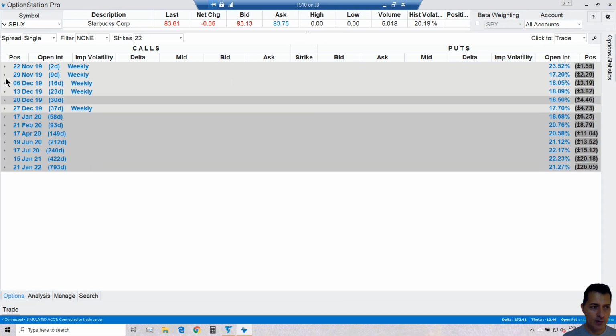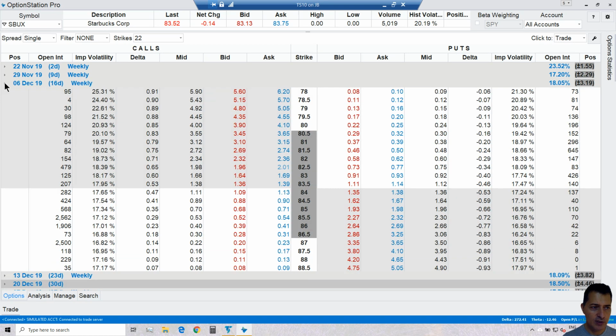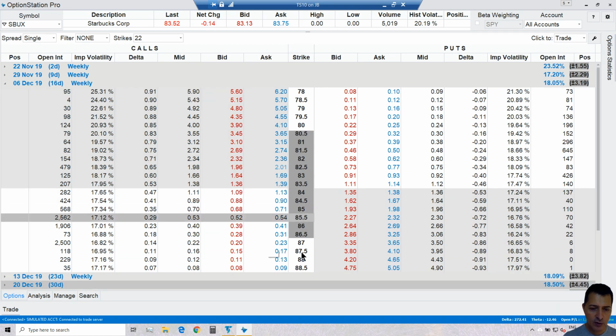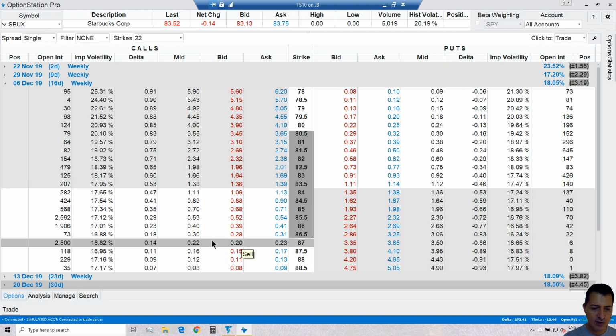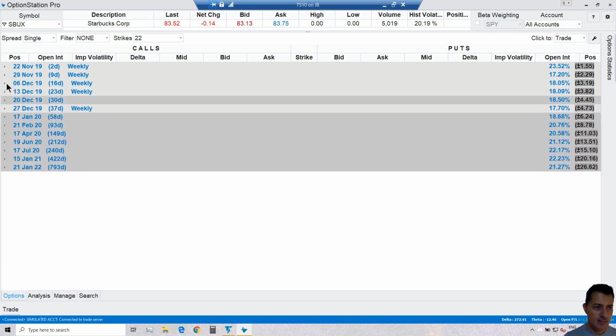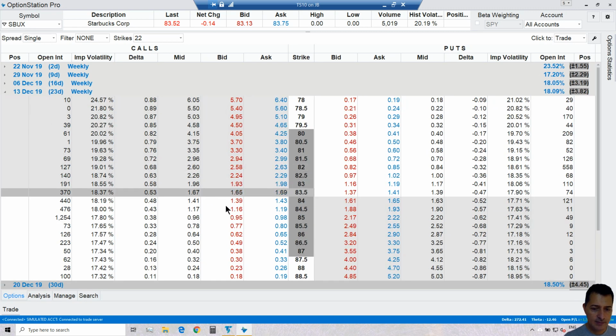So the way to get more premium is very simple. We just need to go to the next expiration date, which is going to be December 6. If I go for December 6, the 87 strike pays me 22, which is still not enough. So then I will need to move to the next one, which is December 13. And now I do get paid 40 cents, and now it's enough. So from a premium point of view, now I'm happy.